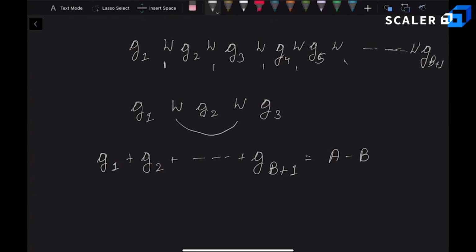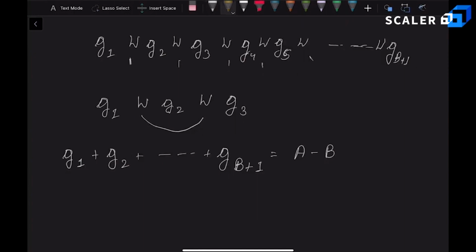So the total number of losses will be A minus B, and these gaps actually denote the losses. So now our problem was, given a K, we need to find the sequences where maximum consecutive matches lost is exactly K. So what we'll do is we'll actually calculate answer of K, but answer of K is the number of sequences where maximum consecutive matches lost is at most K.